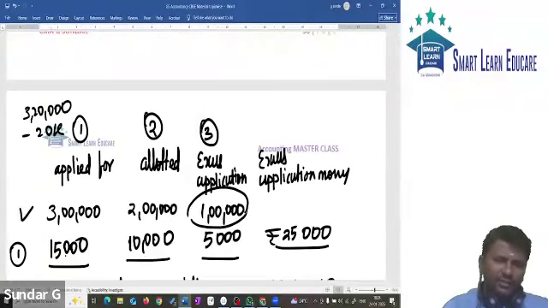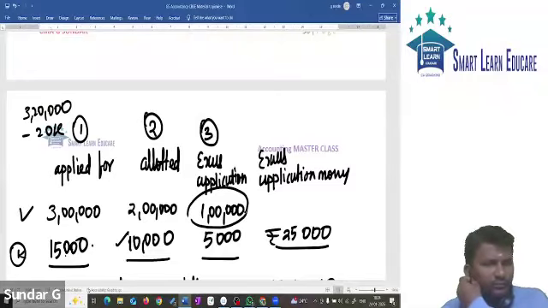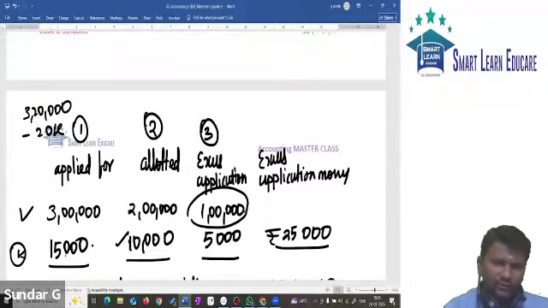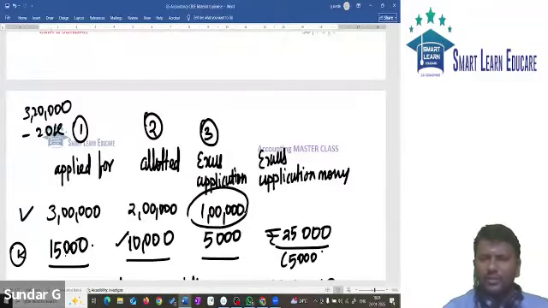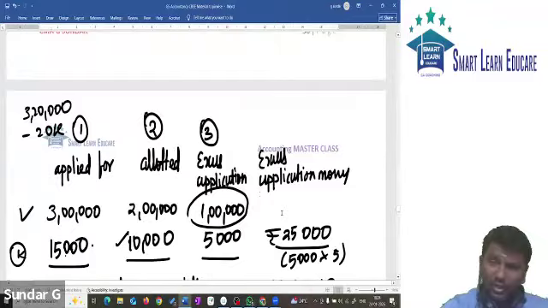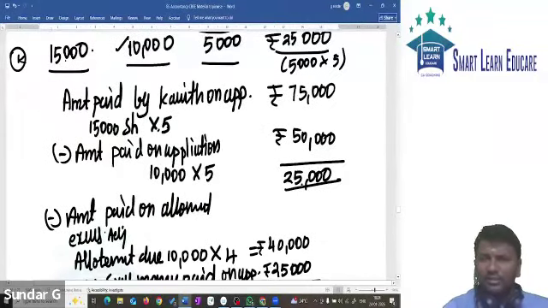In that 1 lakh, one of the shareholders is Kavita. Kavita applied for 15,000. Allotted will be 10,000. And how much will be the excess application? 5,000. How is it 5,000? 15,000 minus 10,000 gives 5,000. On this 5,000, how much has he already paid? 5 rupees. 5,000 into 5 gives 25,000. He paid 25,000 extra.